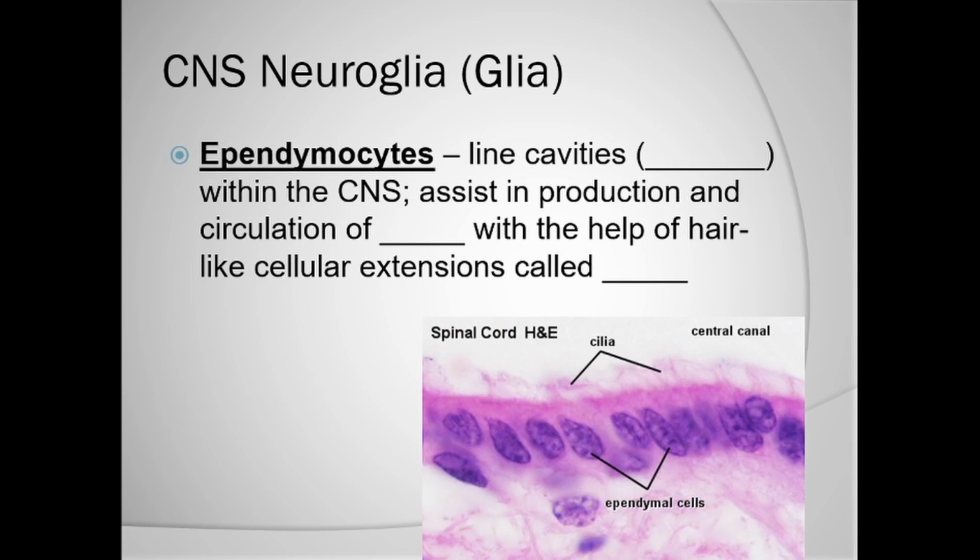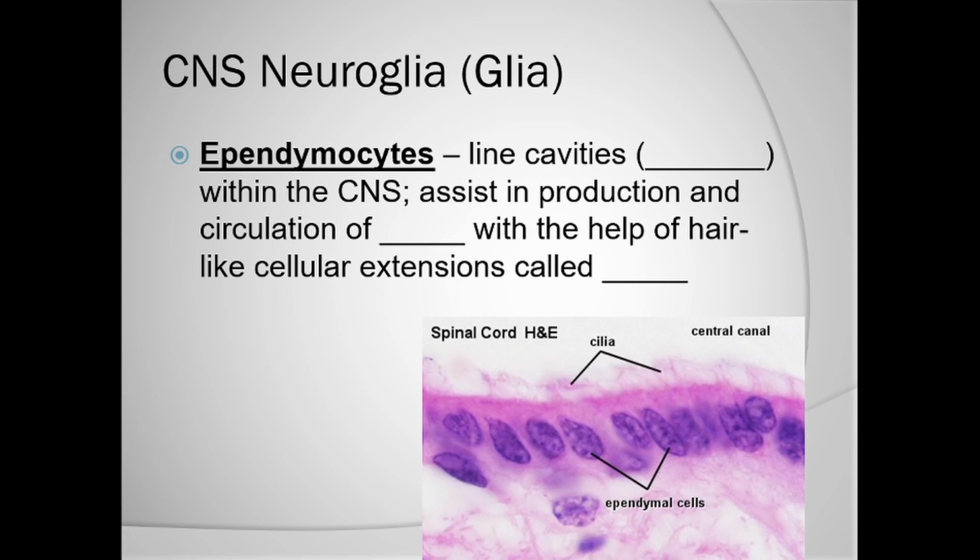The third type of CNS glial cells is the ependymocyte, and it lines the cavities of the brain, which are called ventricles. That's what should be in parentheses there. And they're the ventricles within the CNS. They assist in the production and circulation of CSF, or cerebrospinal fluid, with the help of hair-like cellular extensions called cilia.